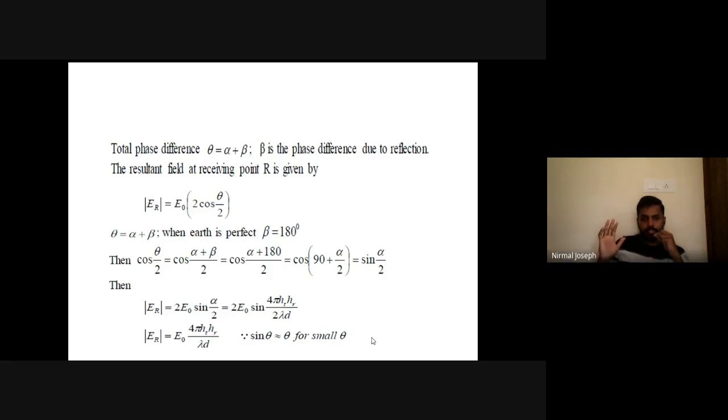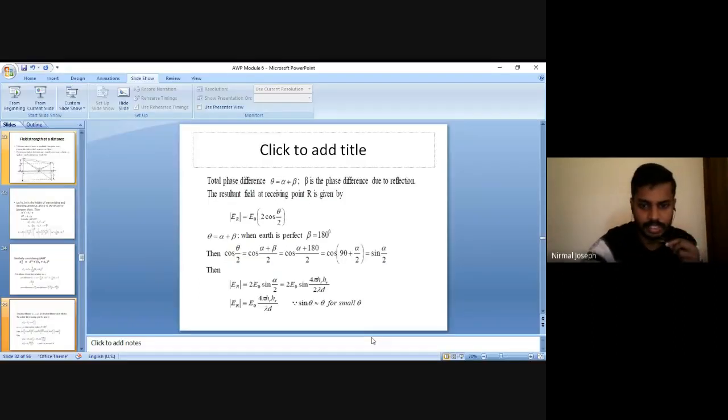So now we are going to calculate the resultant field. The resultant field at the receiver, point r, is given by Er is equal to E0 2 cos theta by 2. Does anybody remember a similar equation? Did we study it anywhere, like in our second and third modules? Nobody is remembering.